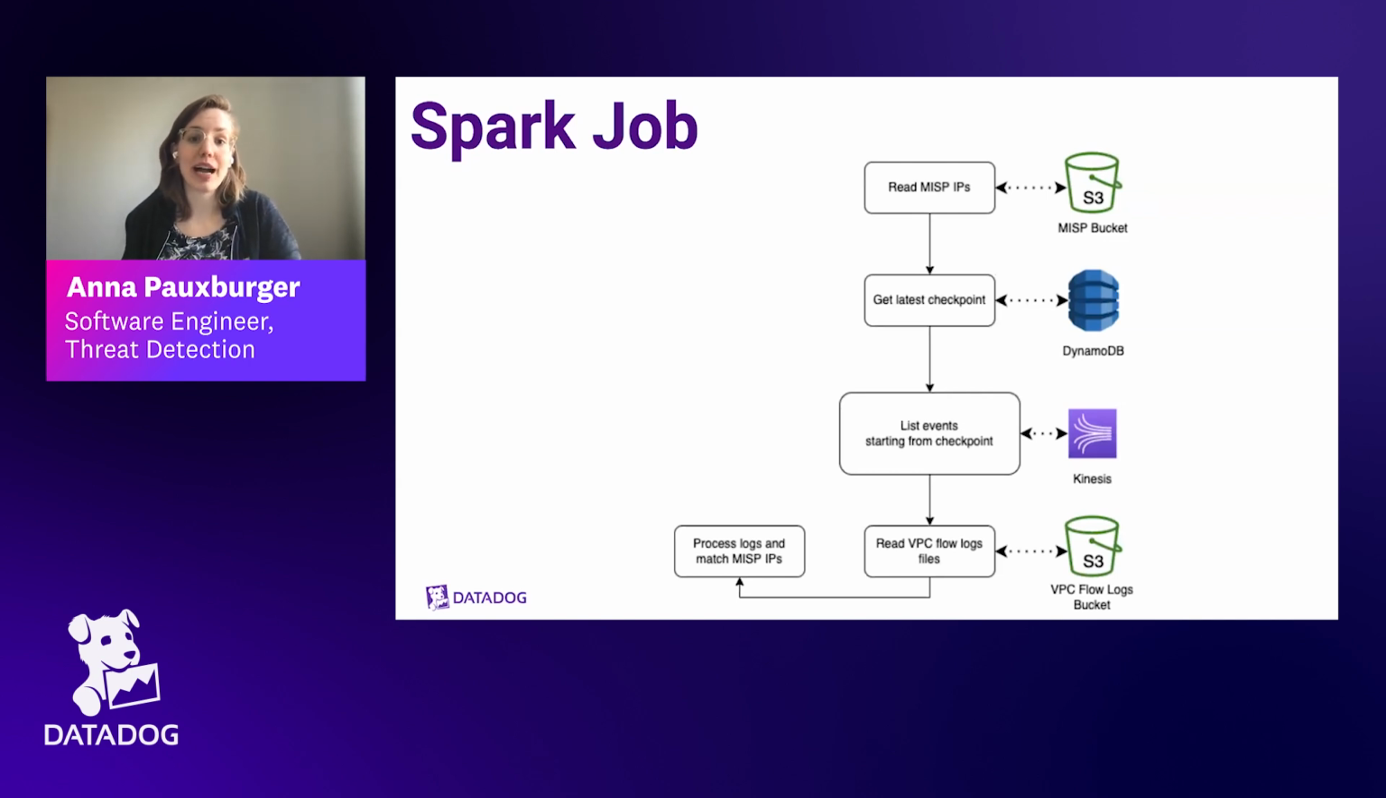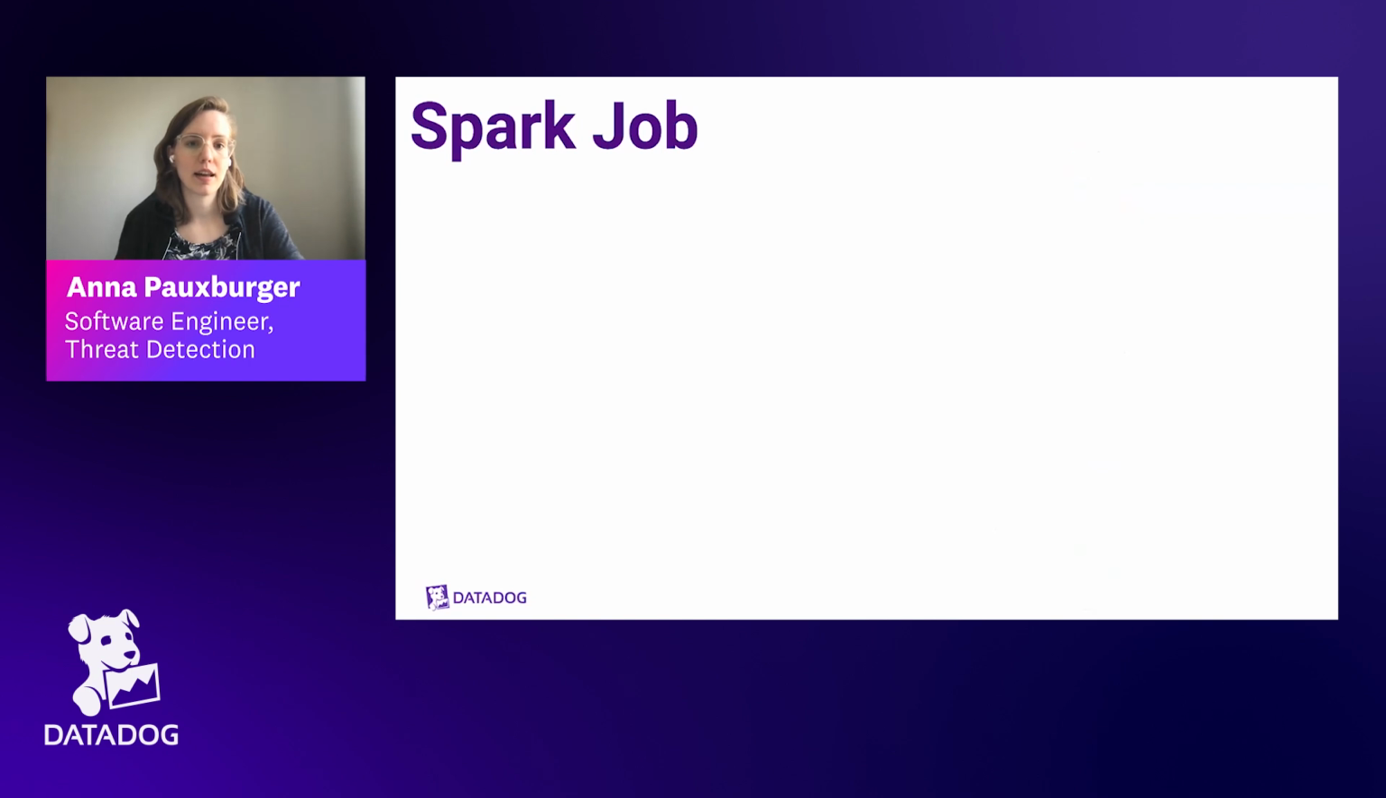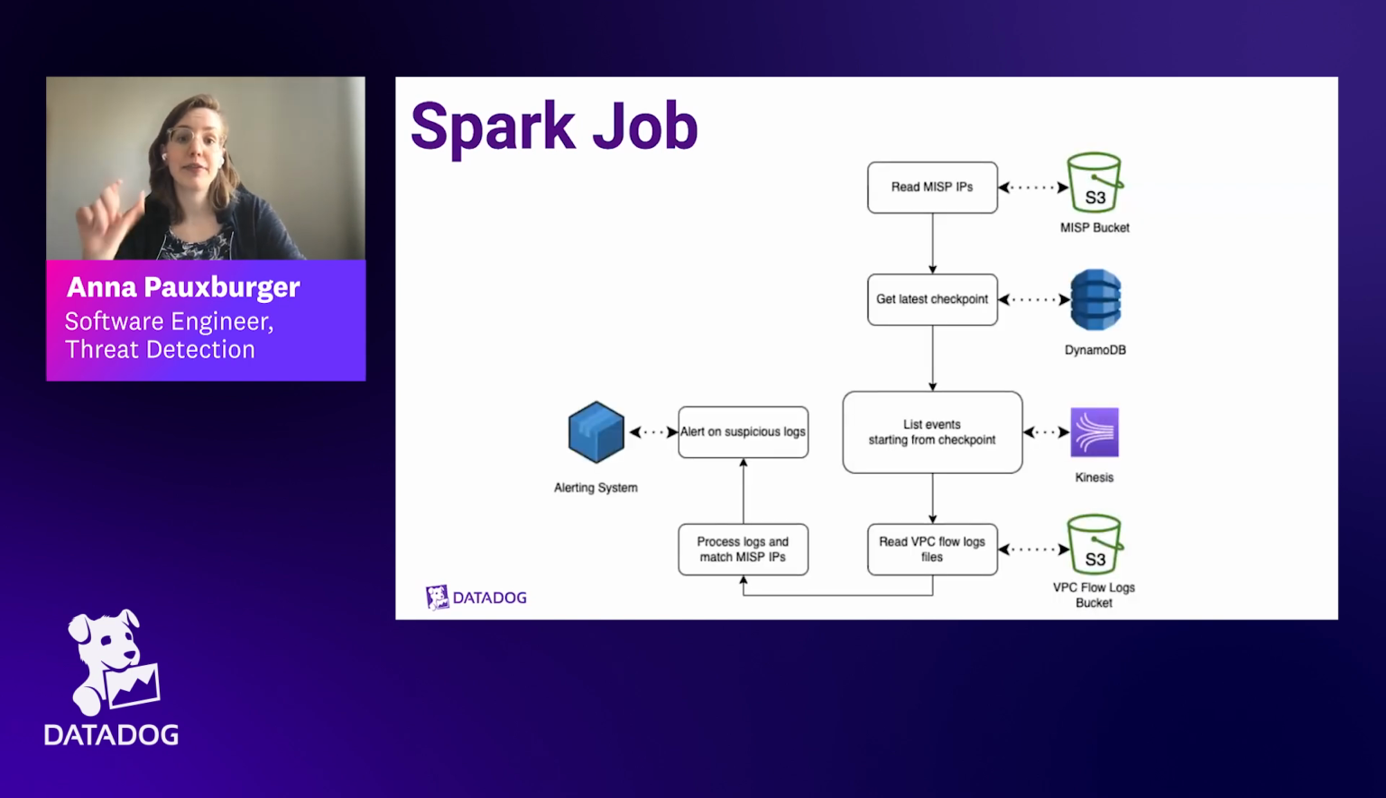Now, the next step is to actually get the files from S3 and save the logs in a dataset. We then check for each log line whether the source IP or destination IP address matches an IP address in the Misp dataset. And if the IP address of a traffic log was present in the Misp dataset, then we send this enriched version of the log to our alerting system.